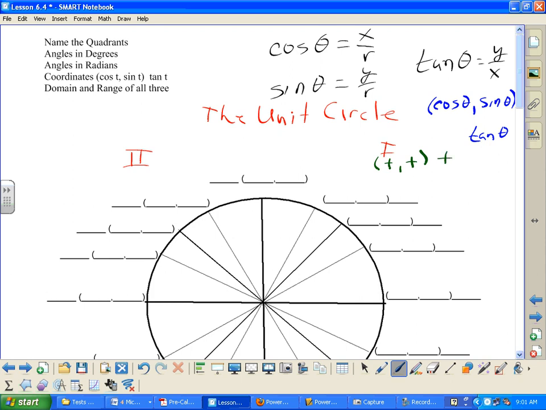Okay? How about in the second quadrant then? What are x and y? Okay, negative, positive, and then when I divide those two, I get a negative number. Okay?